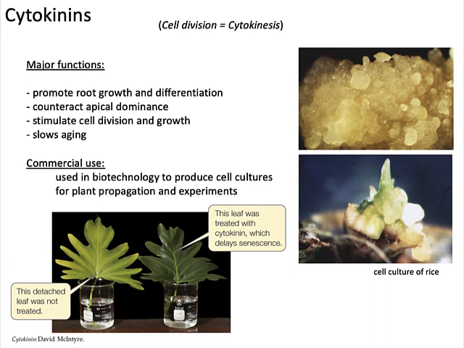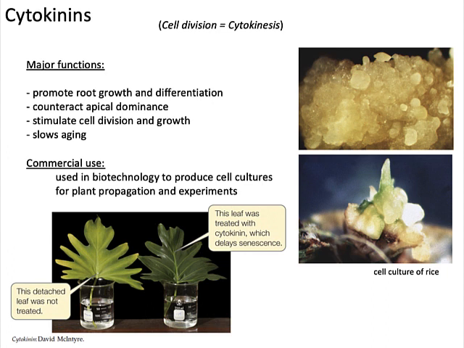Our next group of hormones is the cytokinins. Remember this root word cyto? Previously we saw that cell division was called cytokinesis. So this is all about splitting up something. Therefore, one of the major functions of cytokinins is all about stimulating cell division and cell growth.